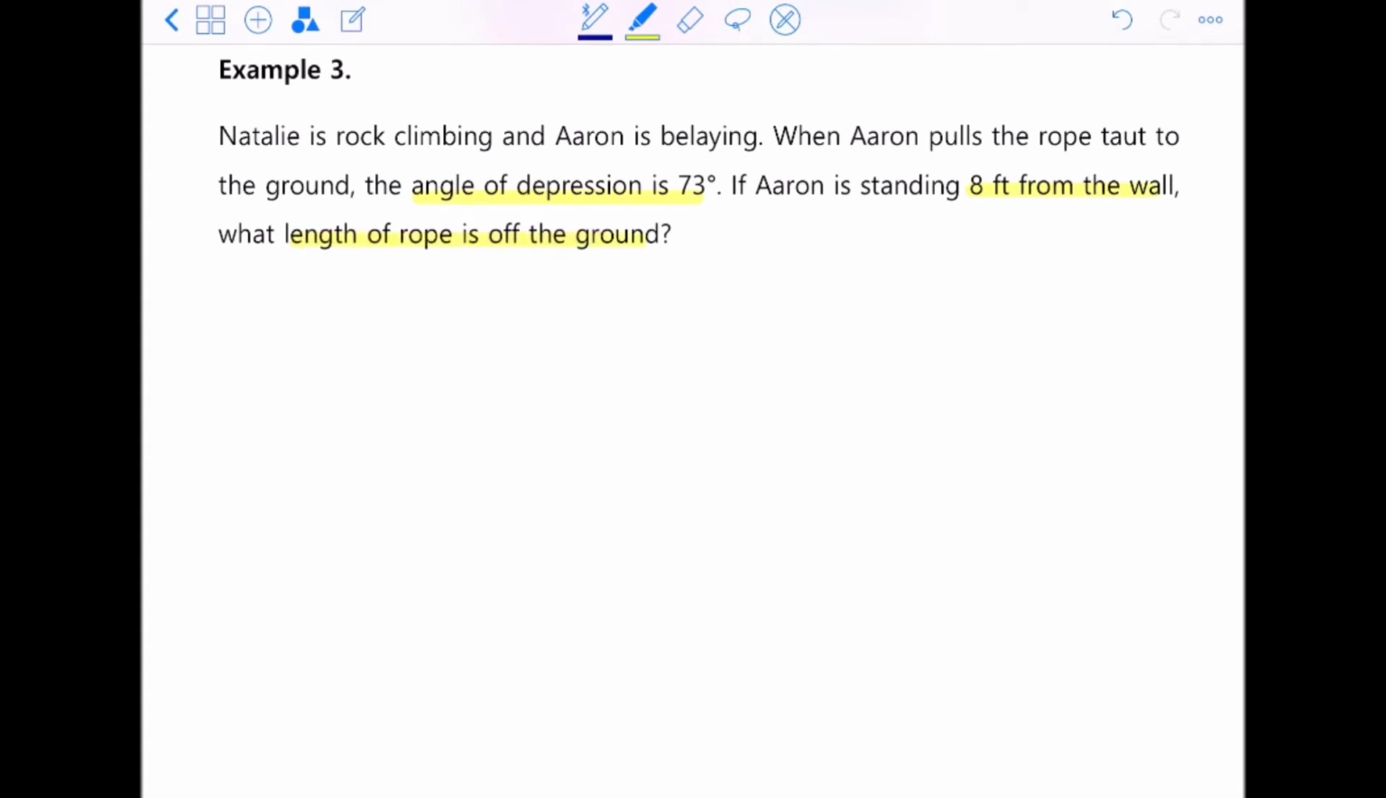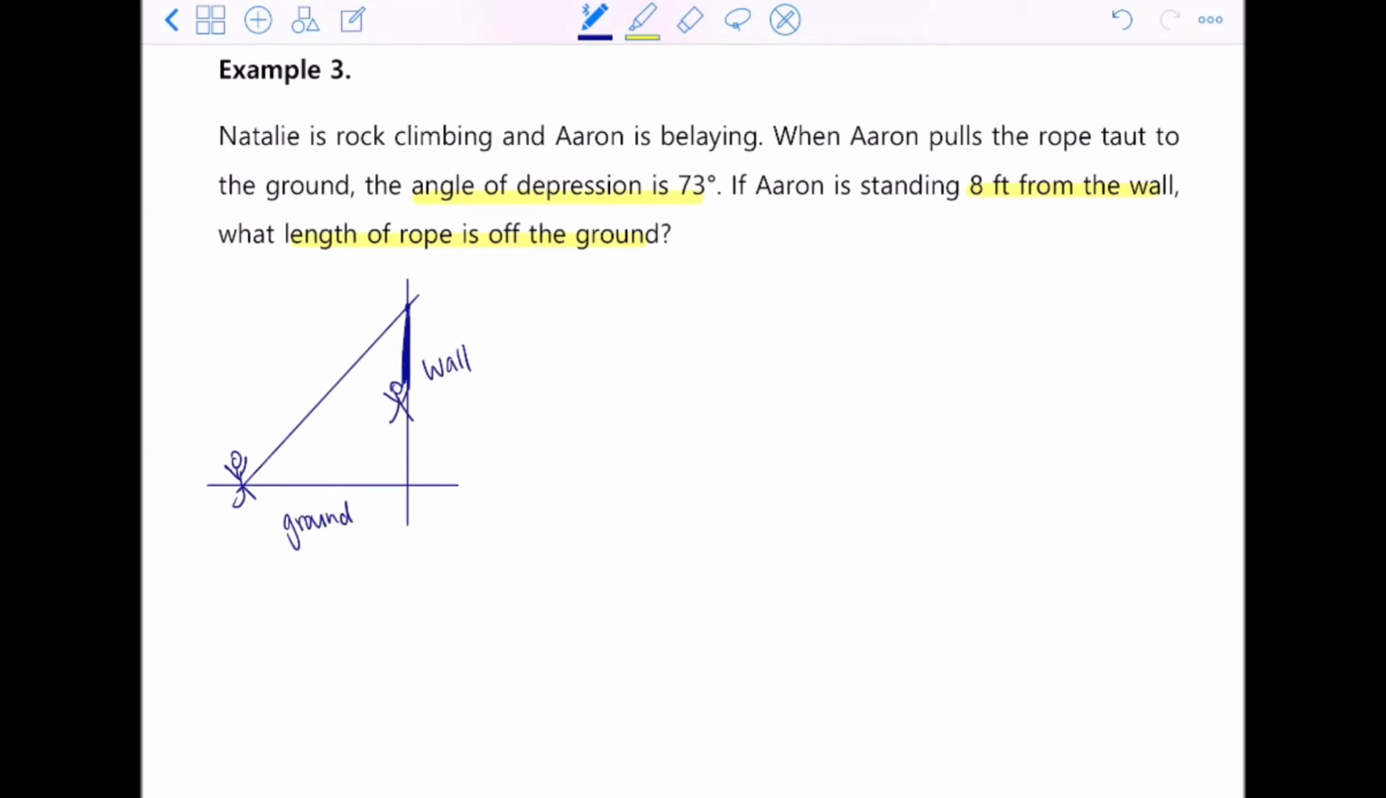Okay, so here is a question without a diagram. That means we have to set up our own diagram. So we'll start with the ground. And we know we have a wall somewhere here, so I'm just going to label wall and ground. And I'm assuming Aaron's somewhere on the ground, pulling the rope for Natalie. Natalie's probably somewhere around here, going up, hanging on the rope.